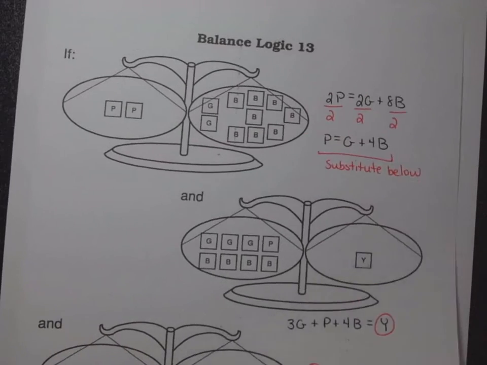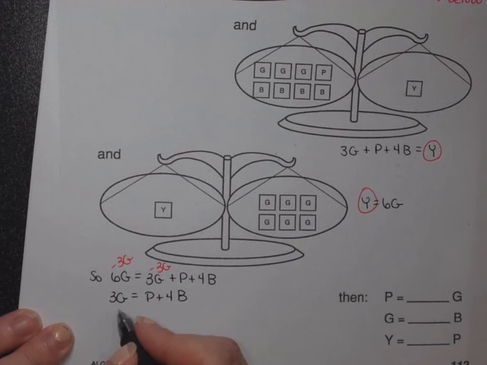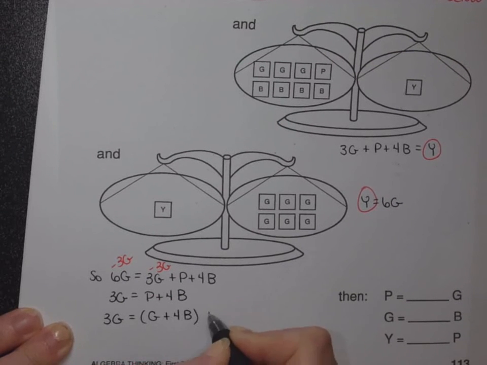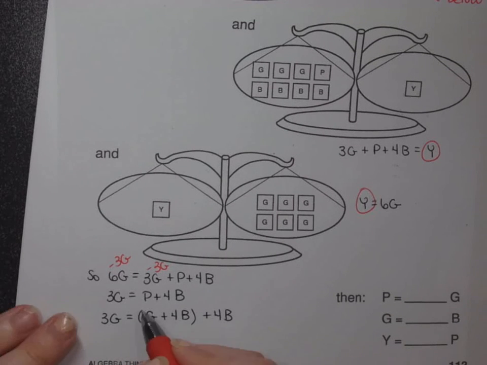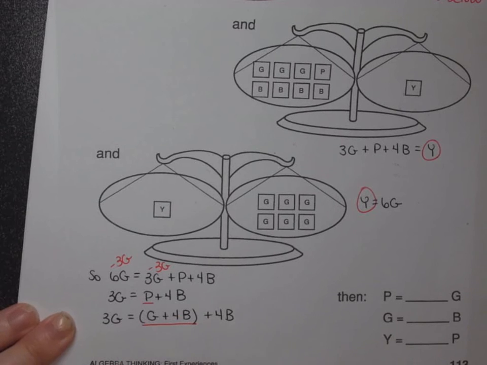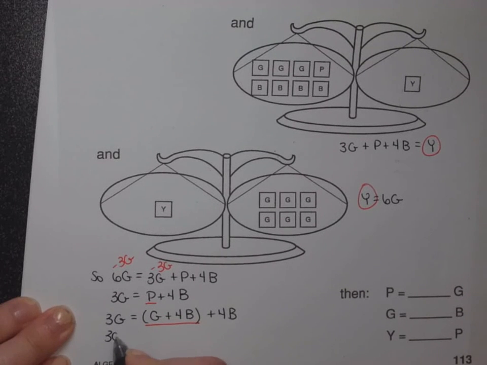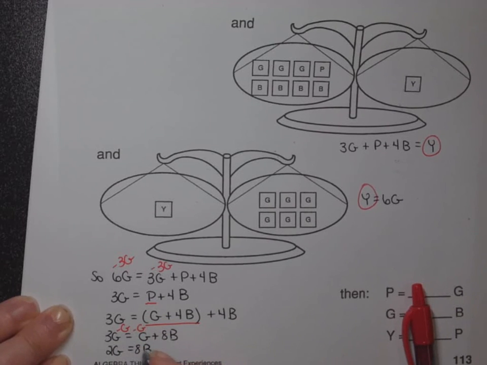Okay, so I think that might help me get to where I want to go. So this would be 3g equals, and then in place of p, I'm going to put g plus 4b. But then I still have plus 4b there. Notice all I did was substitute this in for this. And so now I've got 3g equals g plus 8b. And if we subtract g from both sides, we get 2g equals 8b.